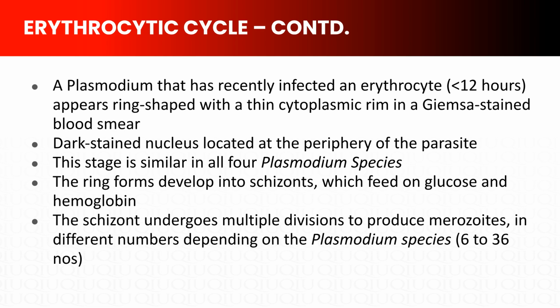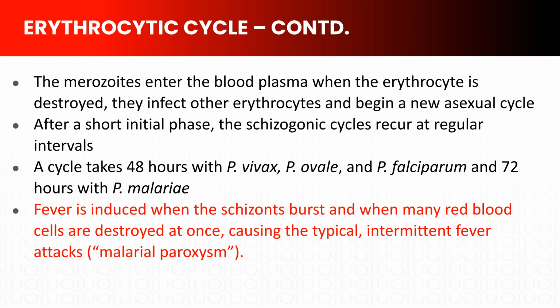The schizont undergoes multiple nuclear divisions to produce merozoites. The number varies by species, ranging from 6 to 36 merozoites per schizont. When the schizont matures, the infected erythrocyte ruptures, releasing merozoites into the blood plasma. These merozoites immediately infect other erythrocytes, beginning new asexual cycles. After a short initial phase, these schizogonic cycles recur at regular, predictable intervals.